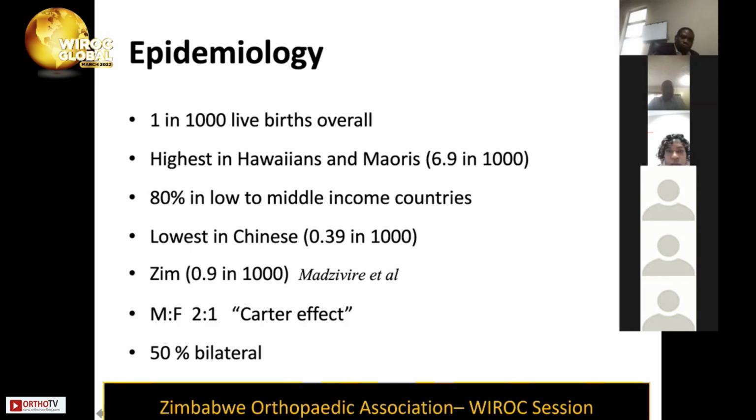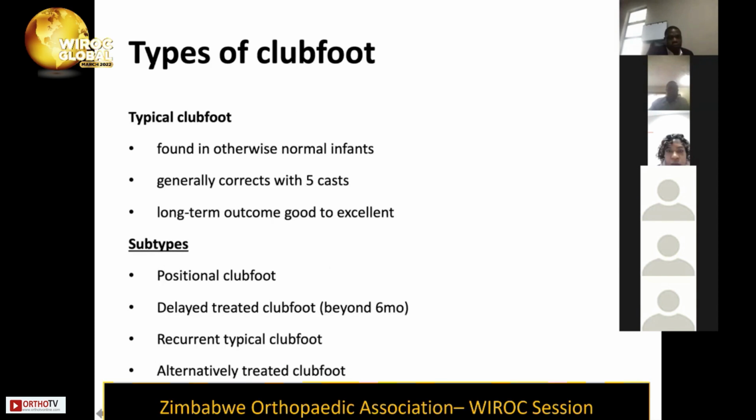This does not mean that it is a sex-linked disorder, but it is due to what is known as the Carter effect, where the females require more of the genes for them to express the condition, but it's not really sex-linked. And it is also important to note that in half of the cases, the clubfoot is bilateral.